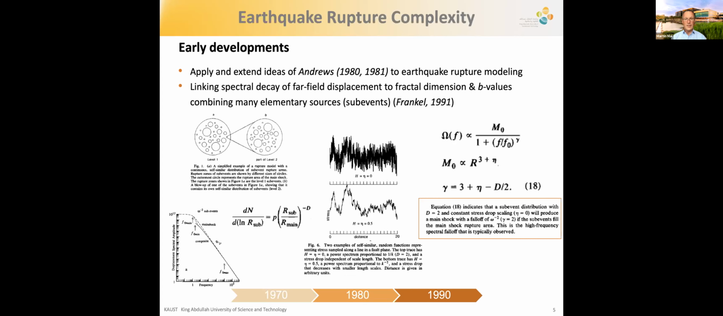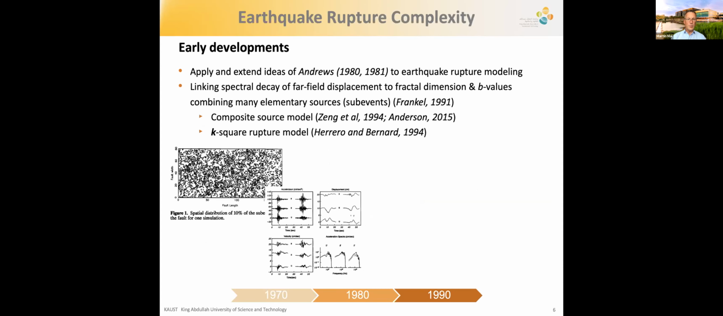So this work of Art Frankel actually led to a series of papers to define what we call a composite source model. So you basically, in a forward way, create a lot of small-scale ruptures, superimpose them, and use that as your source model to calculate synthetic seismograms. Zheng and Anderson did that. It was revived again by Anderson in 2015.